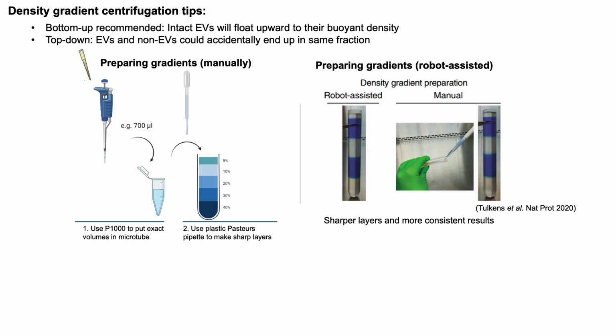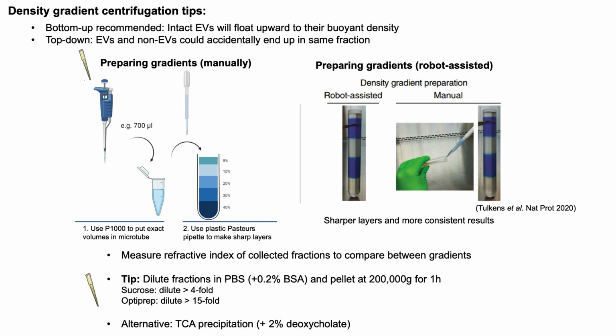You can also do this automatically. So this is a paper from Anne Hendricks' lab, and what you can see on the images is that if you have a robot assisted system, you will get cleaner, sharper layers and more consistent results. Another tip I have is it's important to measure the refractive index of your collected fractions to be able to compare between gradients.